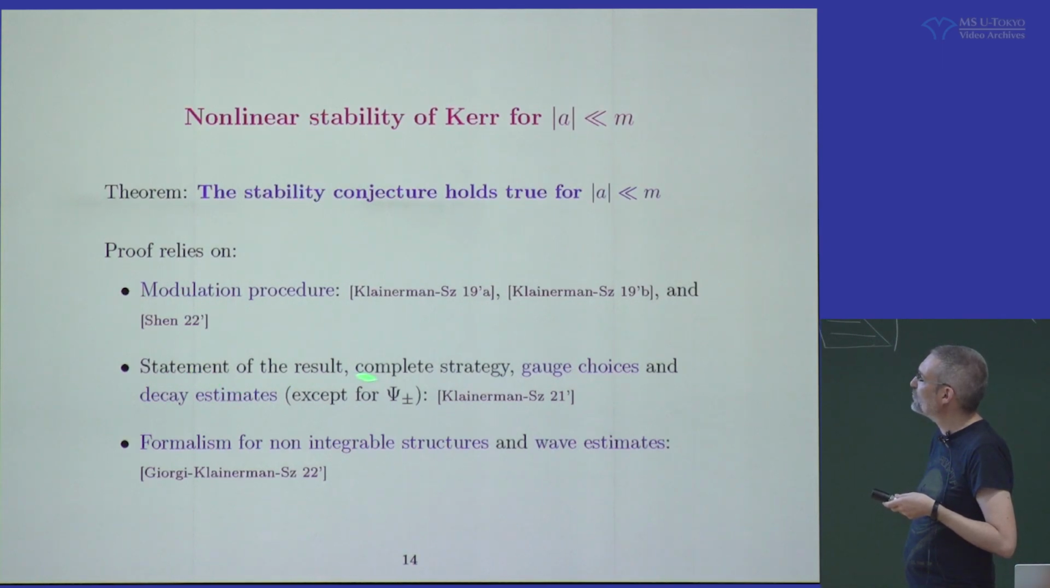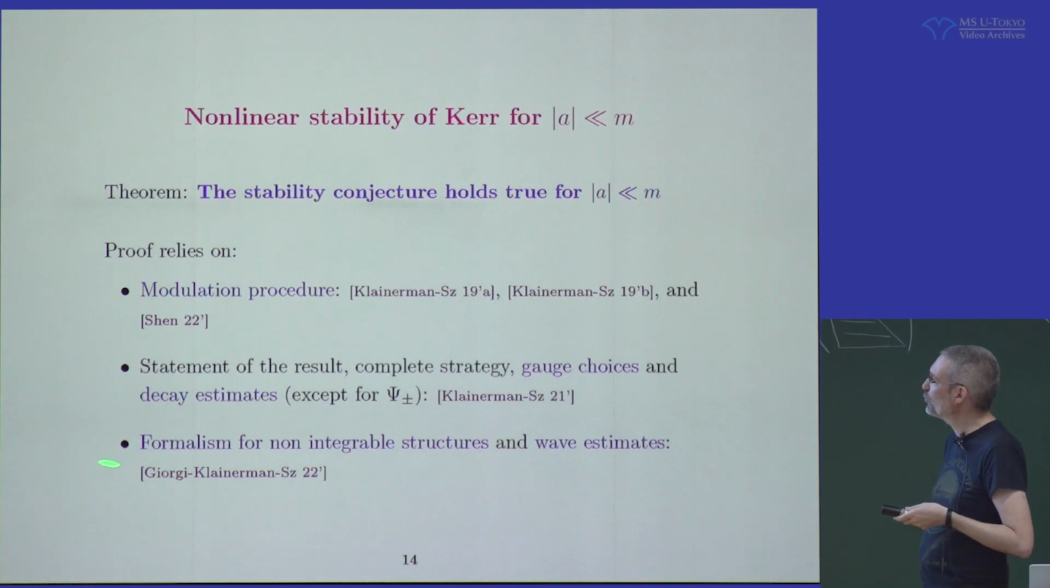And then there is a work that has to do with the gauge constructions. You have to make gauge choices and construct them, and which deals with all decay estimates except for the Teukolsky scalars. This is joint work with Sergiu Klainerman. And the most recent work that completes this program is joint work with Elena Giorgi and Sergiu Klainerman.